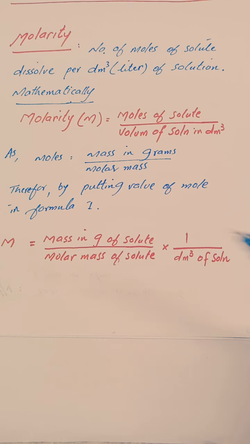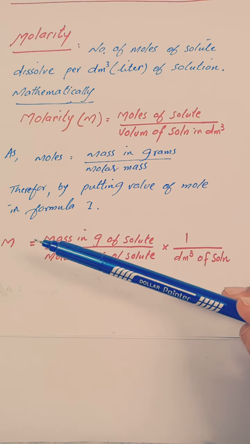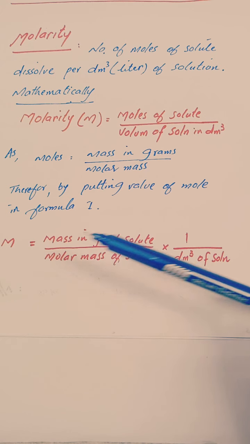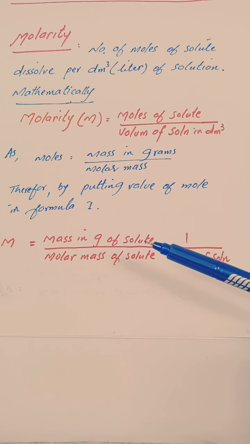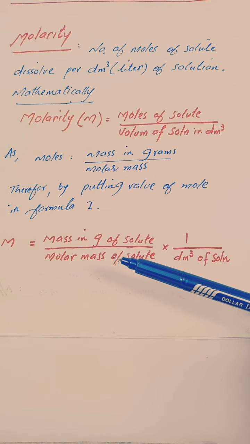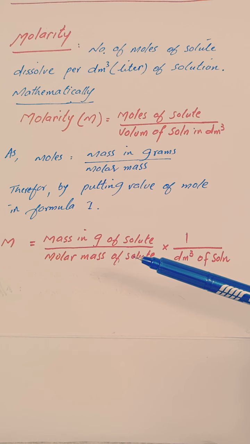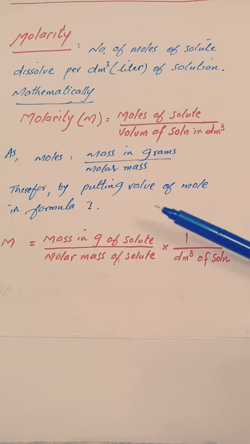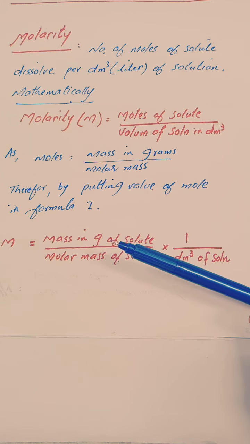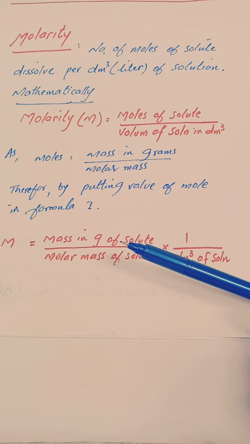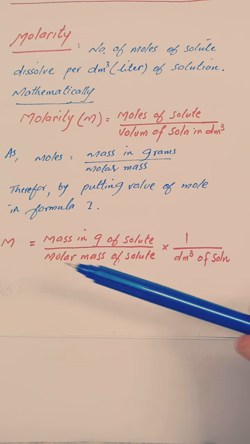Now by using this formula we can calculate the molarity of a solution. We can calculate the molarity of a solution if we know the mass of the solute and the volume of the solution, and remember that the molar mass of solute is calculated by using the formula of solute. So if we know the mass given in gram and the volume of the solution, we can find out the molarity.